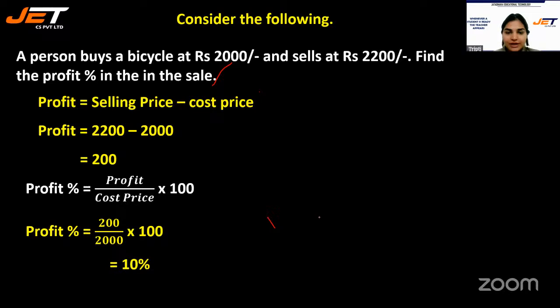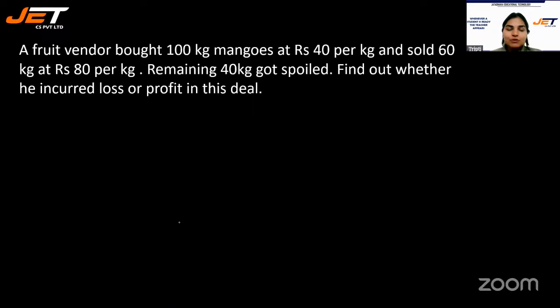So 200, I'll show you. 200 by 2000 times 100. Two zeros cancel, so 10. 2 times 1 is 2, 2 times 10 is 20. 10% is the answer. Let's move on to the next question.